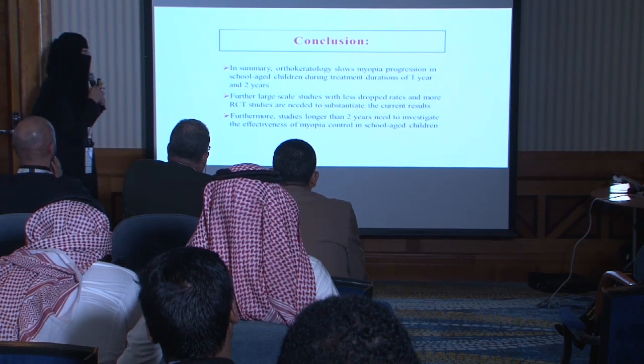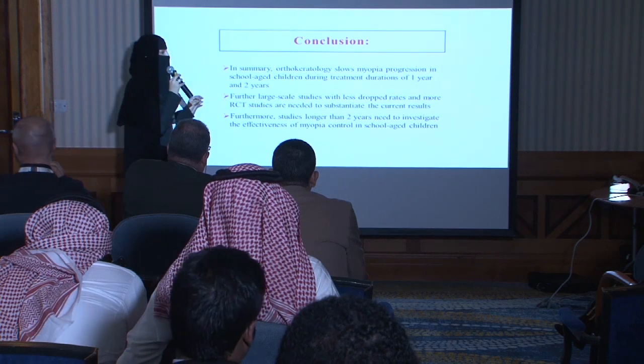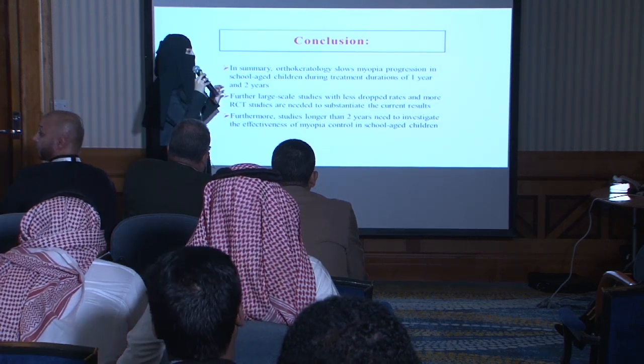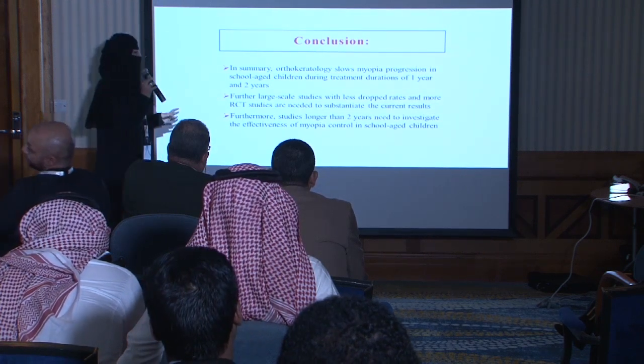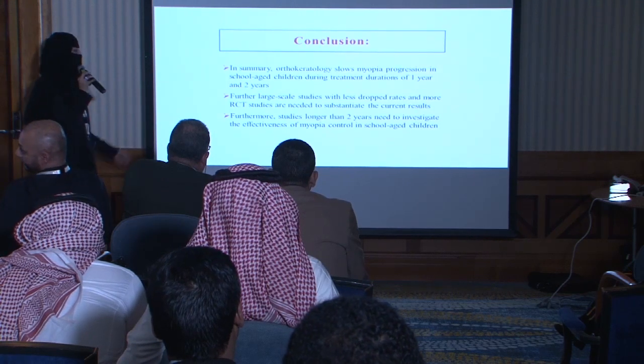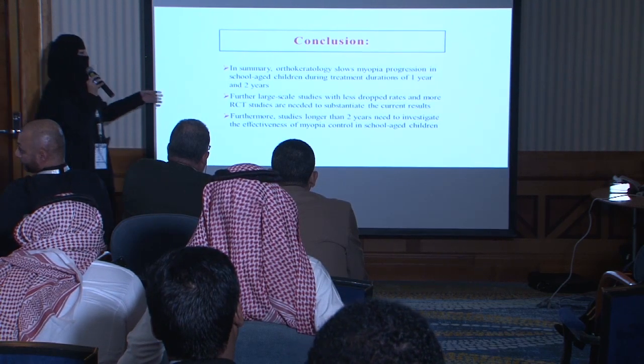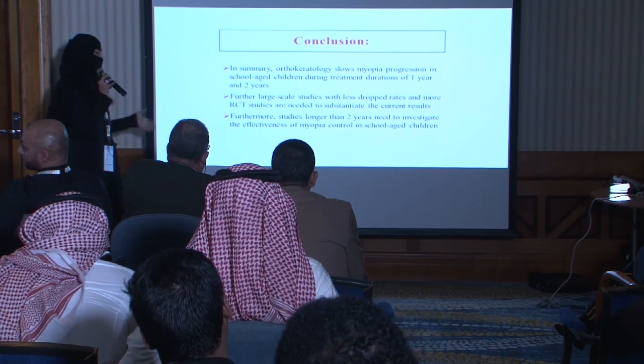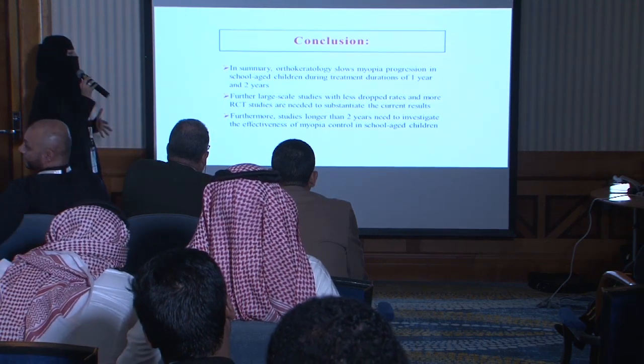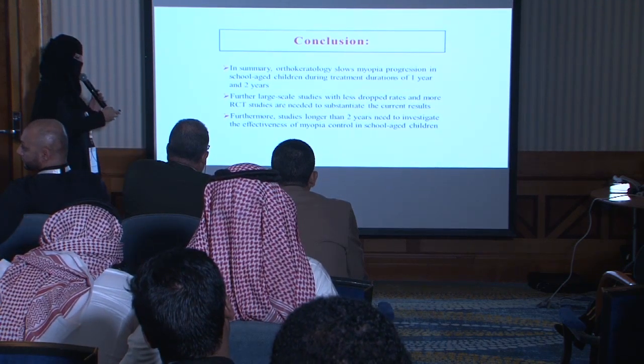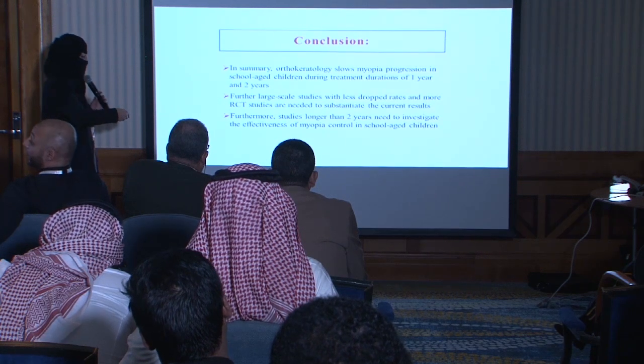Conclusion, in summary, I can say ortho-K slows myopia progression in school-age children during a treatment duration of 1 year and 2 years. And we need more research on this to find RCTs. And as well, studies longer than 2 years need to investigate the effectiveness on myopia.